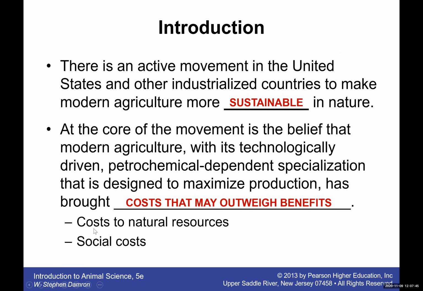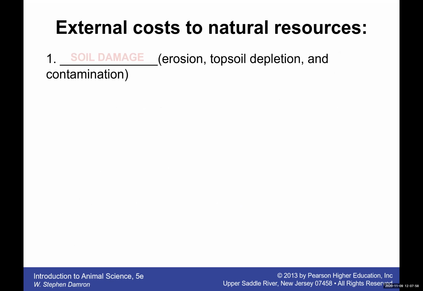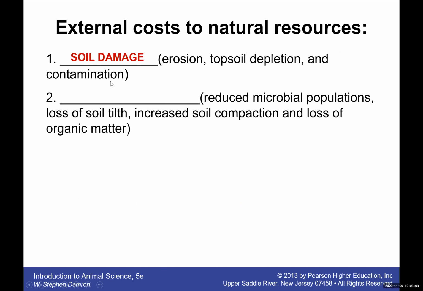And so we see costs associated with that of natural resources and the environment, as well as social costs. And we'll look at these a little more. So some of the external costs to the natural environment would be soil damage. This is a very big one, and it results in erosion, depletion of topsoil, and then contamination. Contamination of the soils as well as the waterways around. We see a loss of soil health.